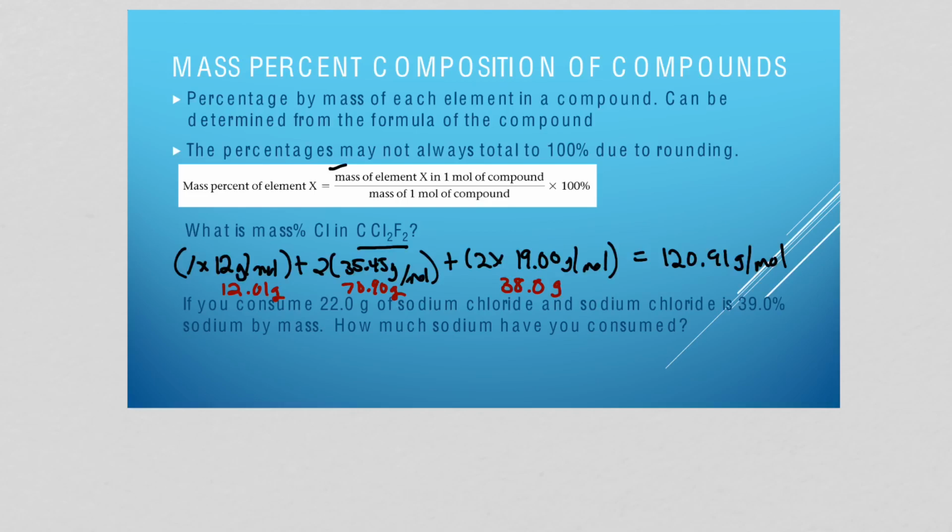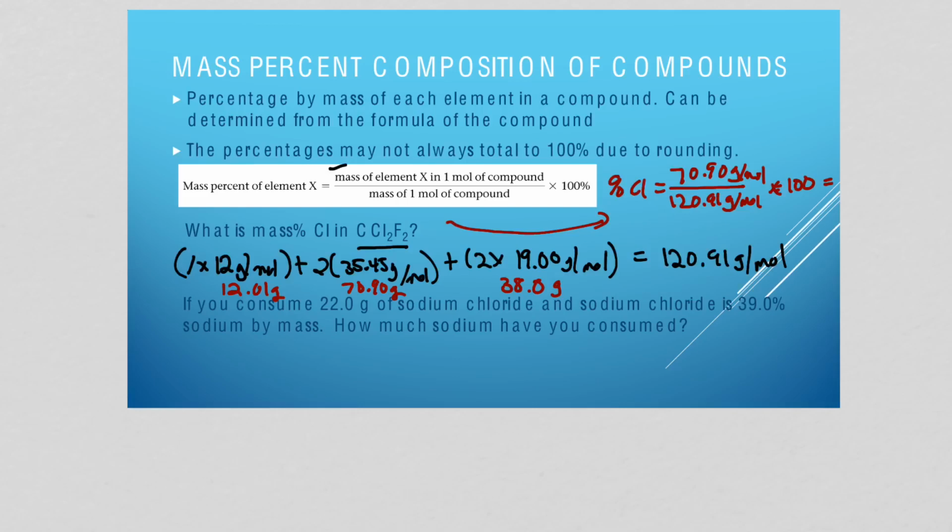And so if I want to figure out the percent of a particular element within that compound, I'm simply going to take the percent of chlorine in this case, which is going to equal the mass coming from the chlorine, which is 70.9 grams, divided by the total molar mass, the 120.91 grams, and these are of course grams per mole, times 100 to put it in terms of a percentage.